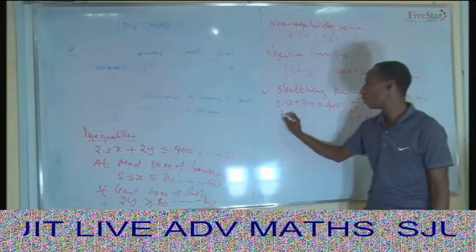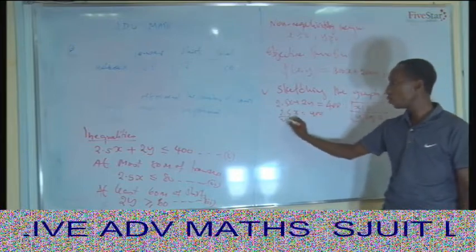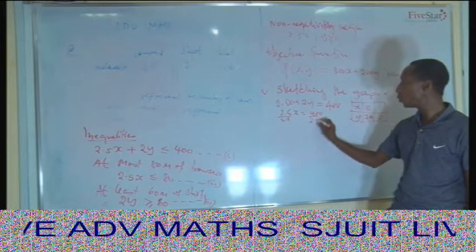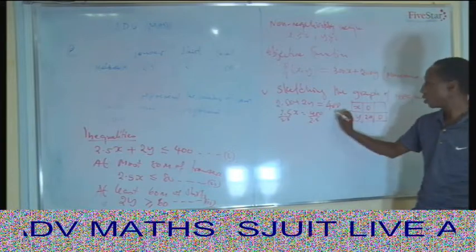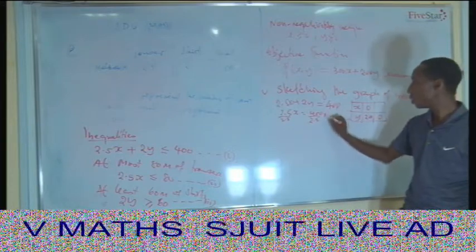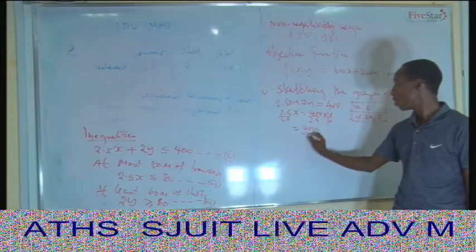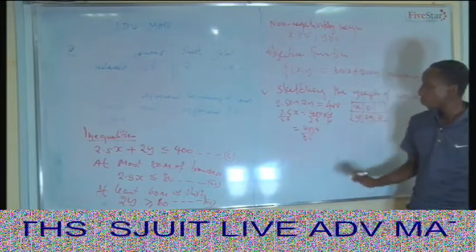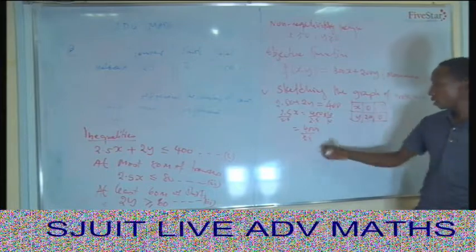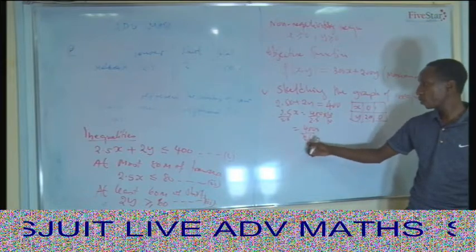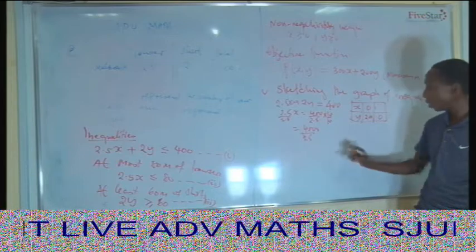Remaining 2.5x equals 400. Then we divide by 2.5 both sides. Because here we have a decimal, we can just remove the decimal by multiplying by 10 through. So we get 4,000 divided by 25. We can divide 40 by 25, it's 1. 25 times 1 is 25. Taking away from 40, we get 15.